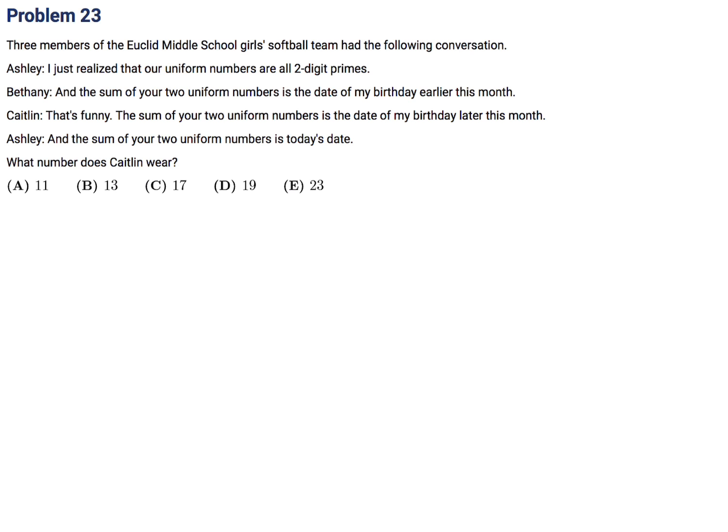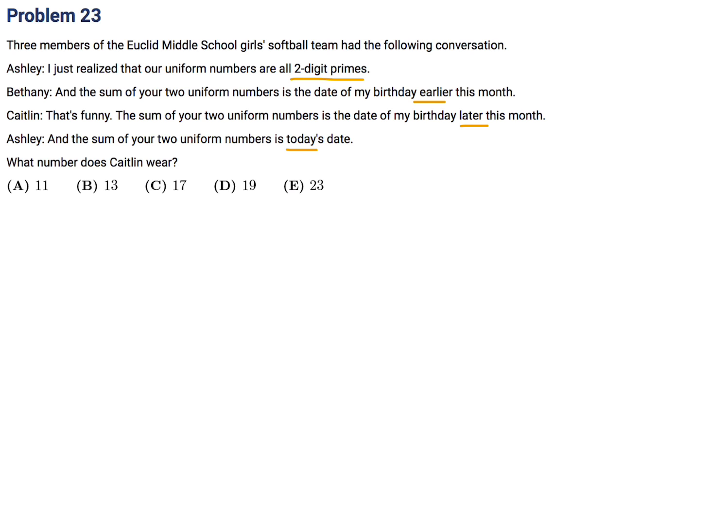3 members of the Euclid, which is a math contest in Canada for grade 12, interestingly, middle school girls softball team had the following conversation. Ashley says, I just realized that our uniform numbers are 2-digit primes. Bethany says, and the sum of your 2 uniform numbers is the date of my birthday earlier this month. Caitlin says, that's funny. The sum of your 2 uniform numbers is the date of my birthday later this month. Ashley says, and the sum of your 2 uniform numbers is today's date. What number does Caitlin wear?